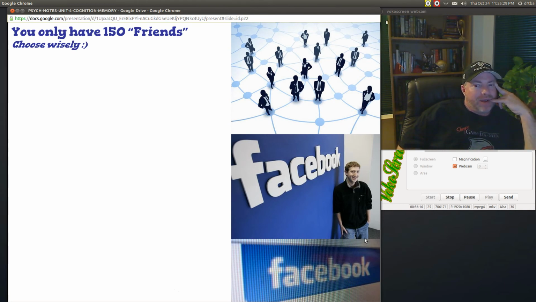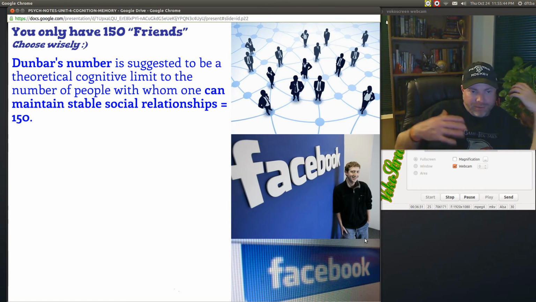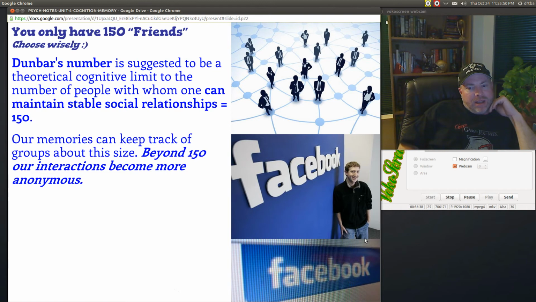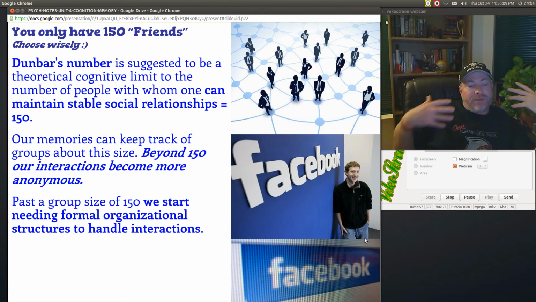Here's the Facebook. You only have 150 friends. I know I've mentioned this in class probably, and you should probably choose your friends wisely if there are only 150. But Dunbar's number is what they're talking about here. It suggests a theoretical cognitive limit to the number of people with whom one could be a friend and maintain a stable social relationship is 150. And it says here that our memories can keep track of groups about this size, and beyond 150 our interactions become anonymous. We can't keep up with that many people. I think my number is shrinking and shrinking as I get older, but past a group size of 150, we start needing formal organizational structures to handle the interactions.